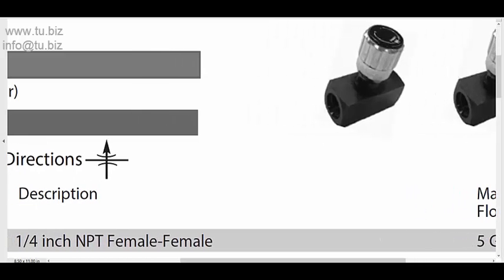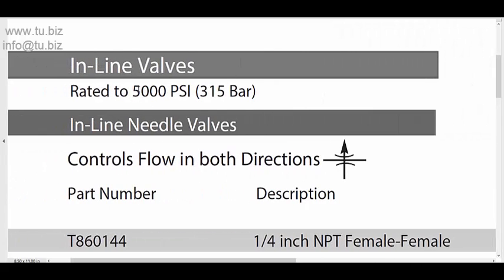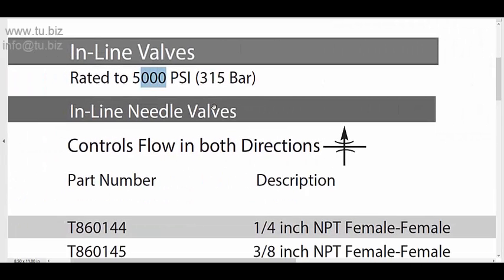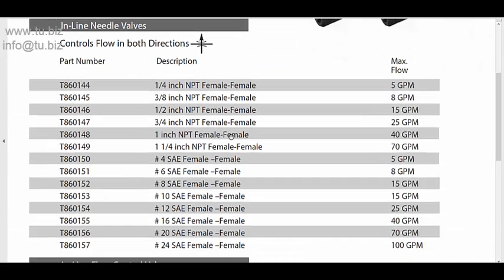So for pressure rating of these valves, we have 5,000 psi, and then we have different sizes of the valves as well, and different connections. The first connection is the NPT. The NPT goes up to 1.25, and it goes from 5 GPM up to 70 GPM. The 5 GPM is a 1/4.